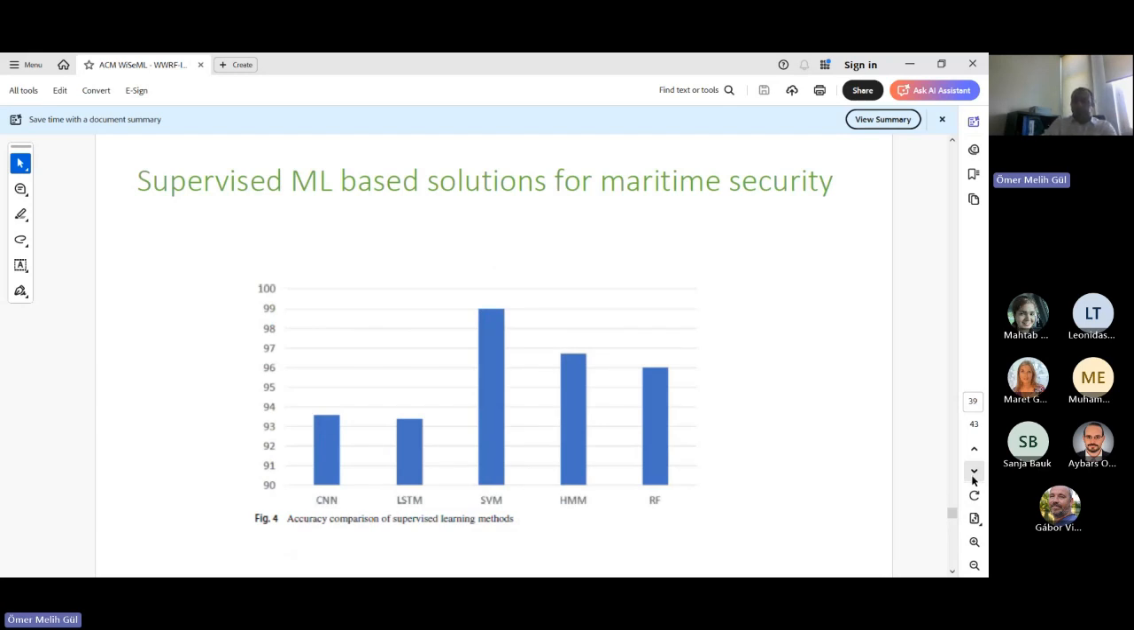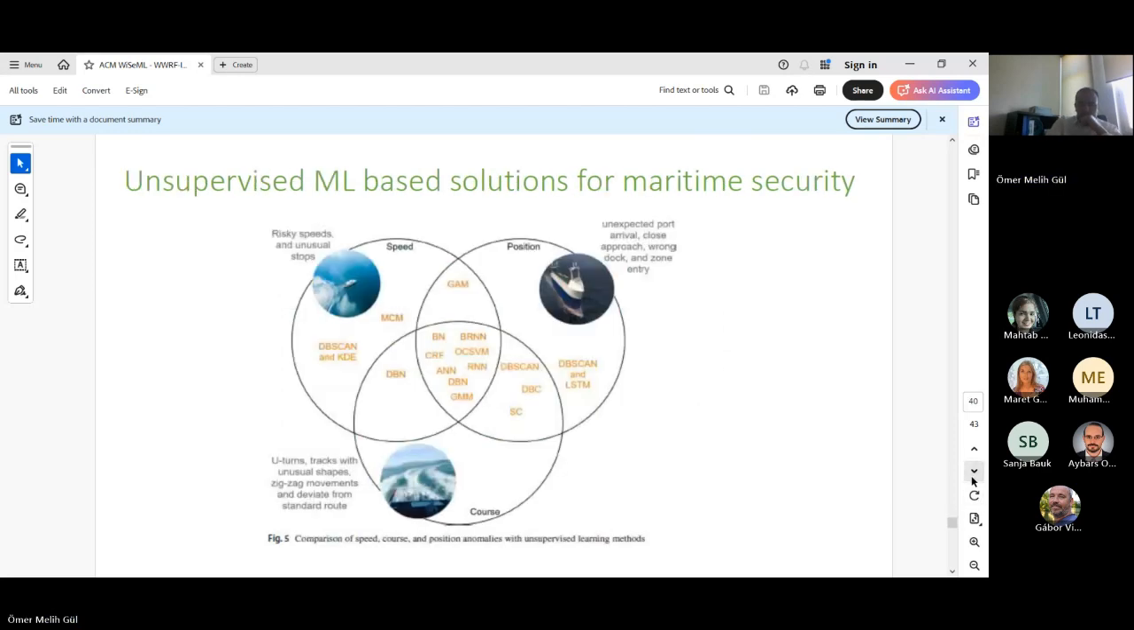And these are the accuracies of some supervised learning methods, like CNN, LSTM, SVM, HMM, or RF. Here the SVM seems the largest one. If it is simple data, not a large data set, SVM may do better. But if it is a really large data set, then we may need CNN and LSTM.